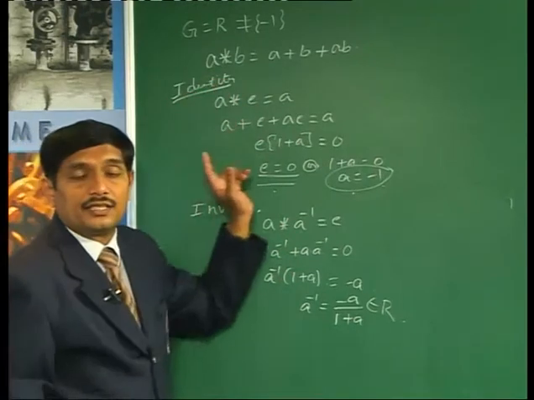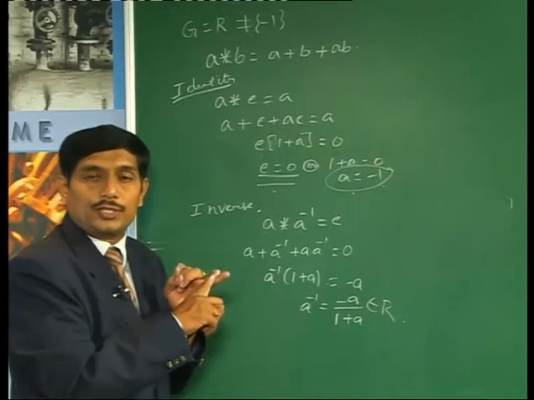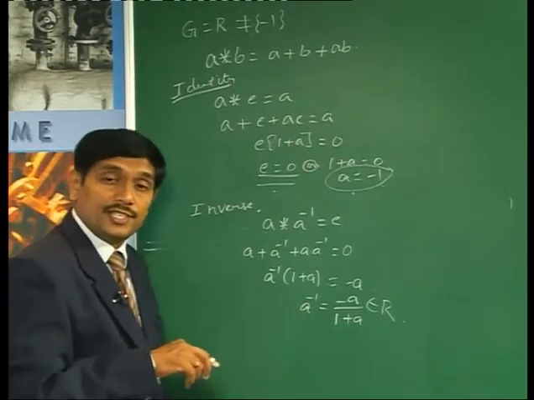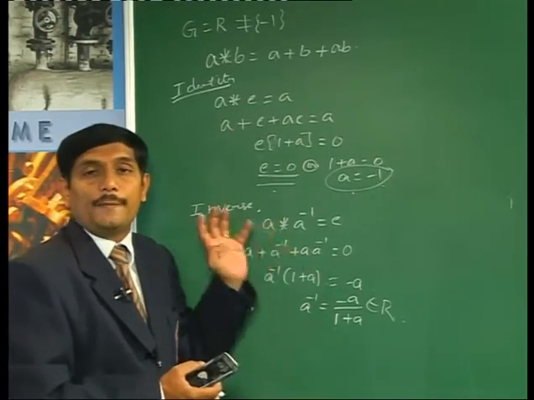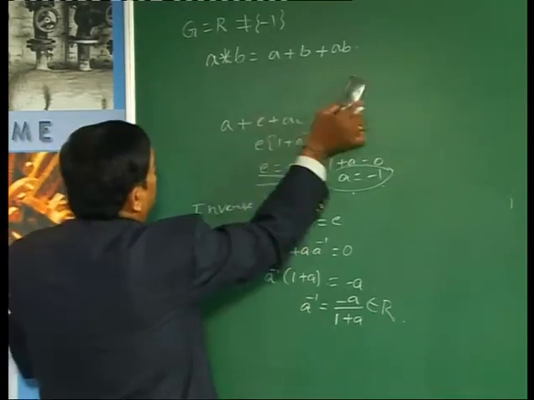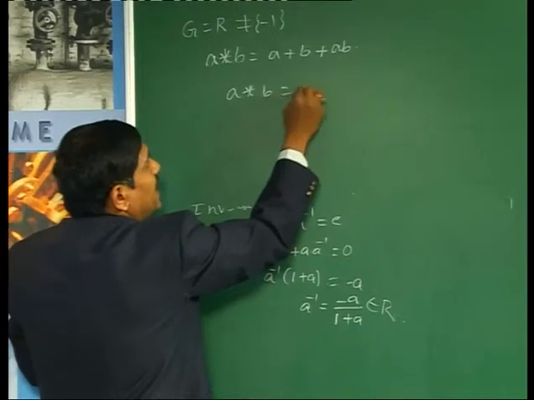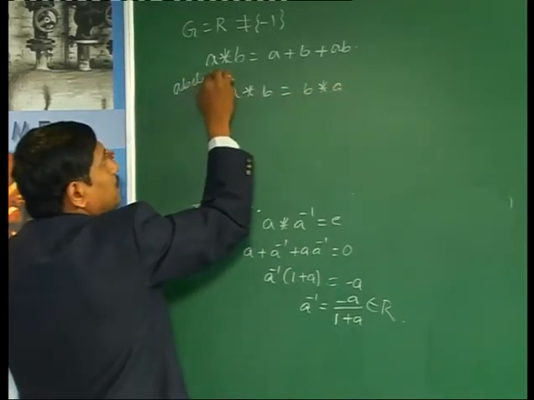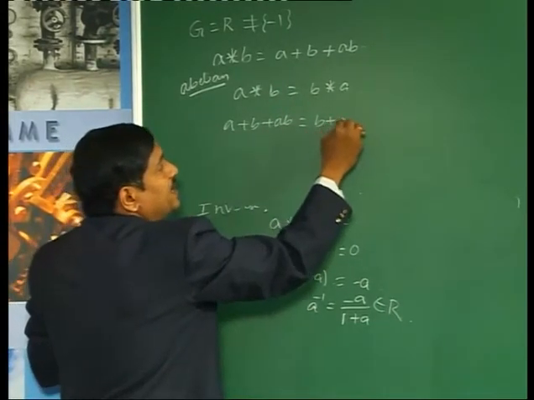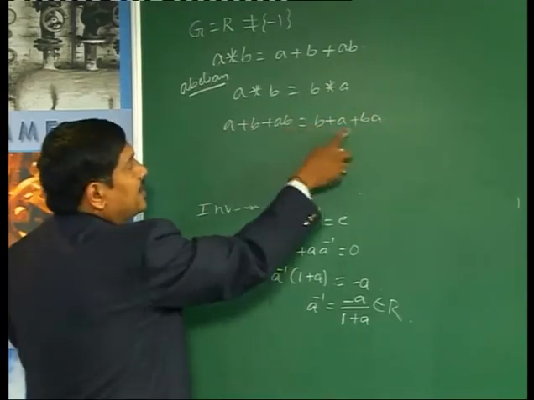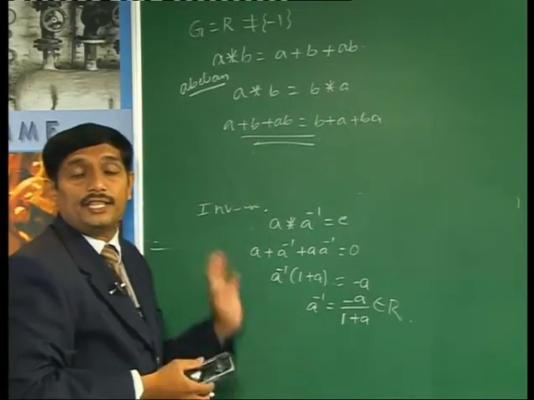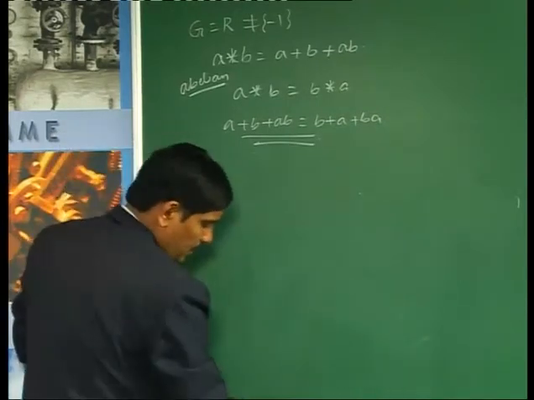Therefore this star operation satisfies closure, associativity, existence of identity, and the inverse is also there, which means it is a group. Next we want to show that it is an abelian group. Abelian means it satisfies the commutative property. What is the commutative property? A star B equals B star A. Here A star B means A plus B plus AB, which is the same as B plus A plus BA. These two are equal. Therefore it satisfies all four conditions, which means it is an abelian group. This is one of the examples.